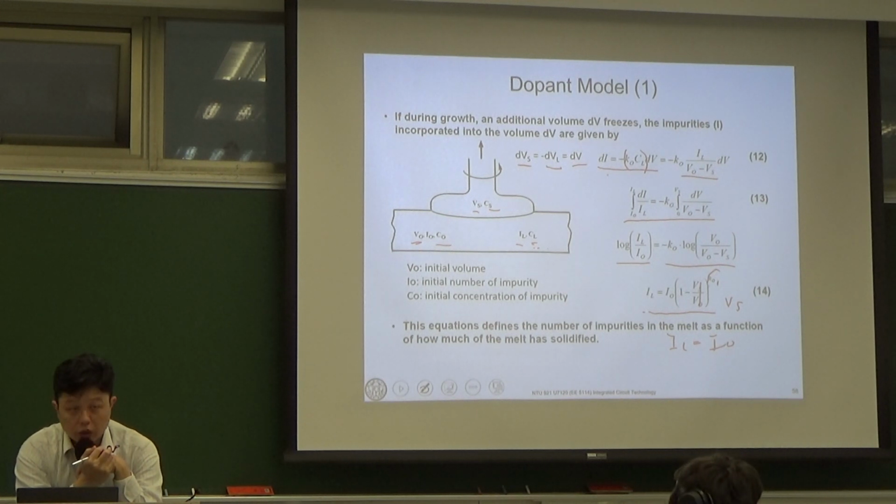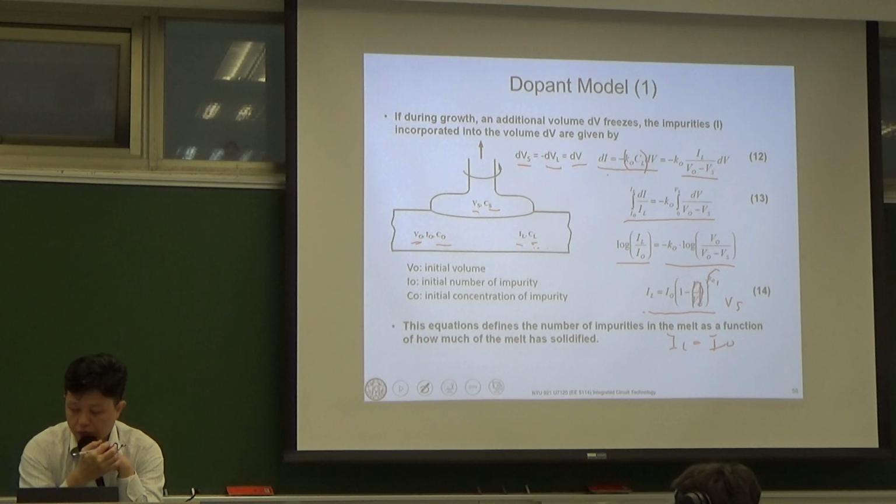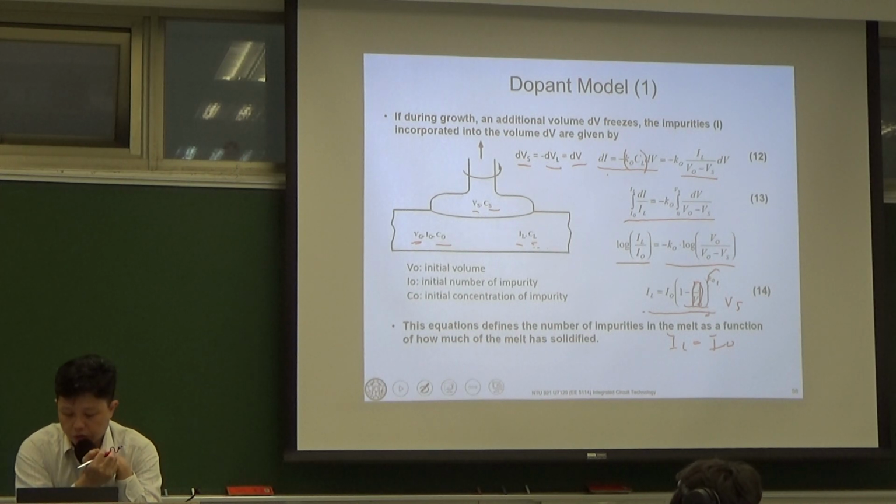But after you finish all the crystal growth, your Vs will equal your V0. Then this term will turn to 1, so 1 minus 1 is 0. So at that point, your IL is 0, which means that all the impurities are now in the solid.